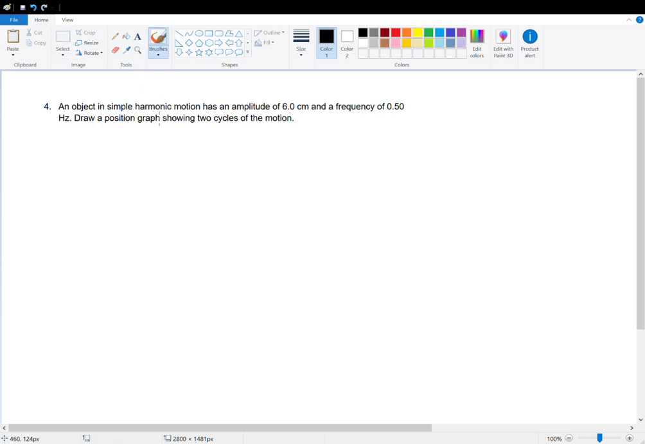We know that it is a sinusoidal graph. And we know that this position graph will also be sinusoidal. So whatever position graph we're going to have to draw, it's going to have to look something like a sine wave. All right, so let's draw our axes. And this is our x, and this is our time.